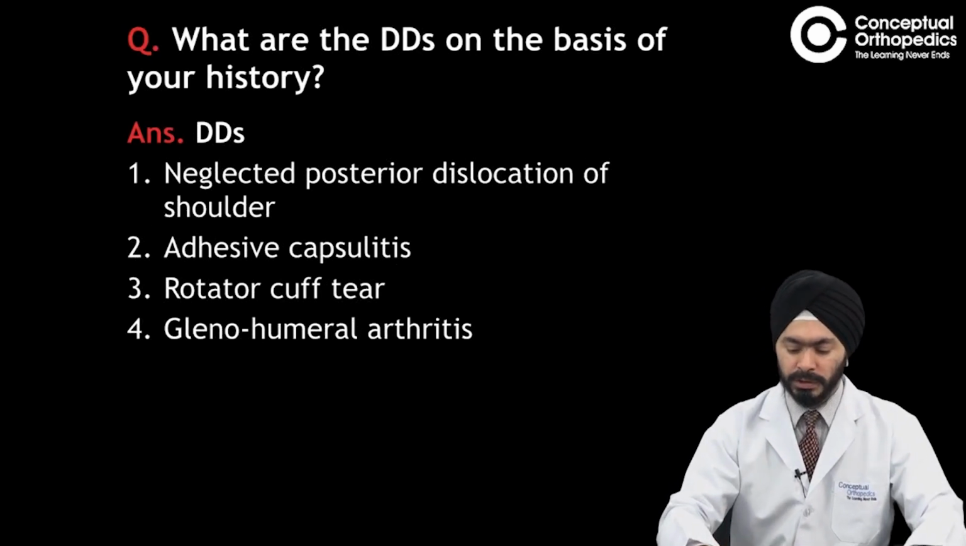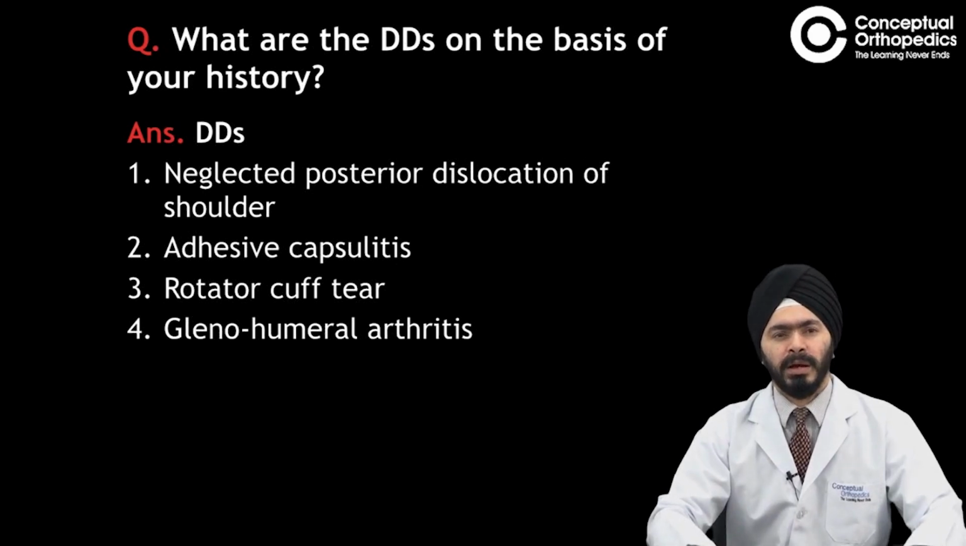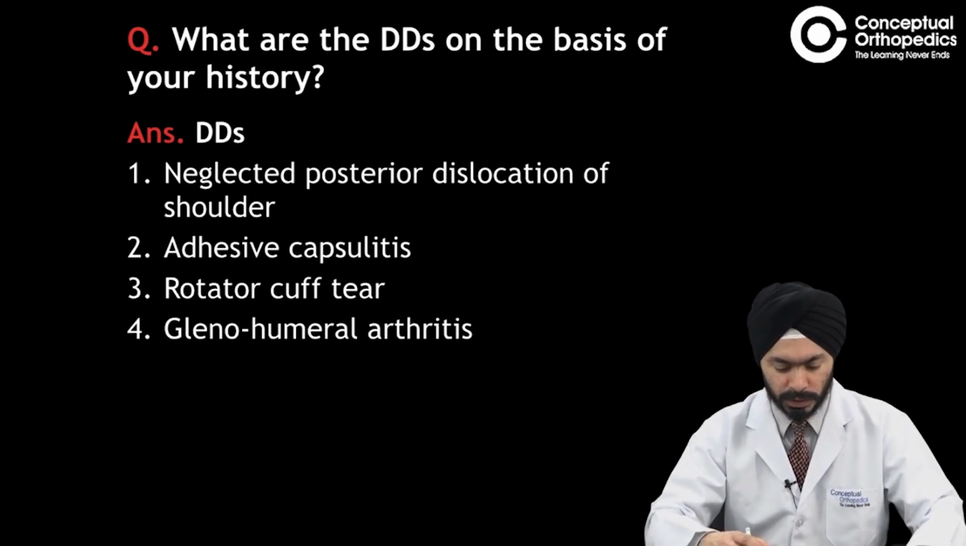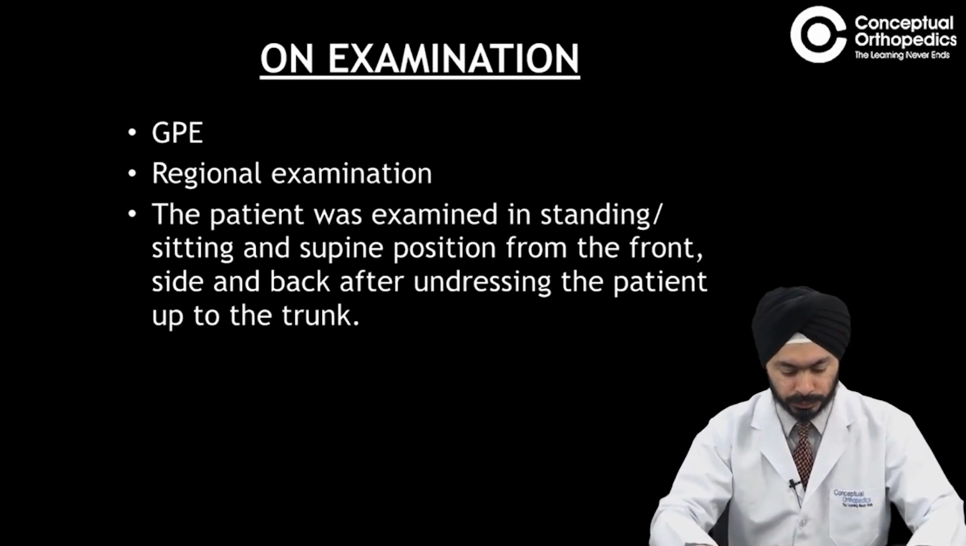At the end of the history, if you're asked to spell it out, you may be asked to tell your differential diagnosis. On this history only, you can tell that maybe the patient has a neglected dislocation, maybe anterior or posterior. Maybe there is a cuff tear, because there was electric shock, and since then the patient has not been able to move his arm properly. There may be adhesive capsulitis or stiffness in the shoulder. Rare cases of arthritis, you may say, on the basis of history.